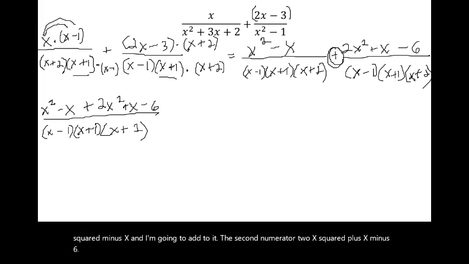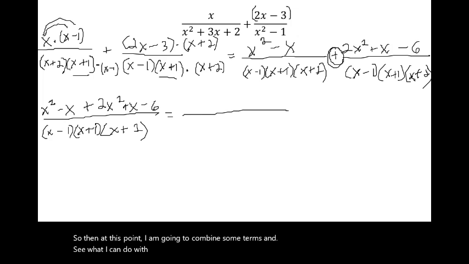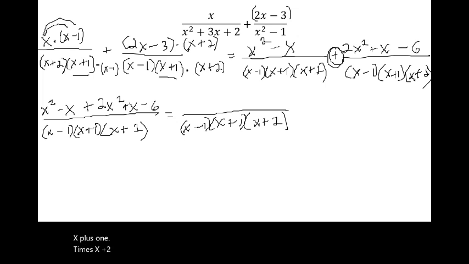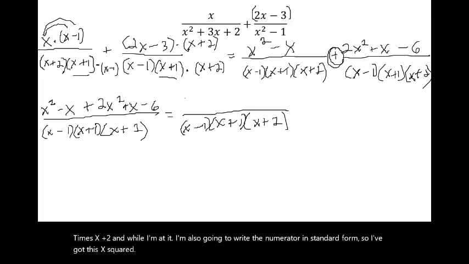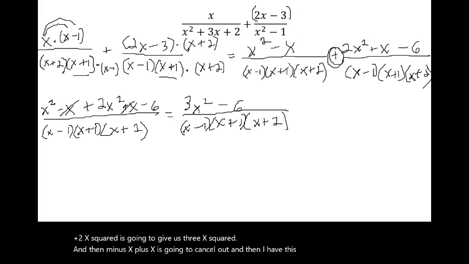So then at this point, I am going to combine some like terms and see what I can do with it. So again, leave the denominator alone. So we have x minus 1 times x plus 1 times x plus 2. And while I'm at it, I'm also going to write the numerator in standard form. So I've got this x squared plus 2x squared is going to give us 3x squared. And then minus x plus x is going to cancel out. And then I have this minus 6.